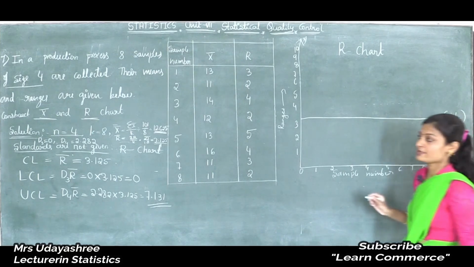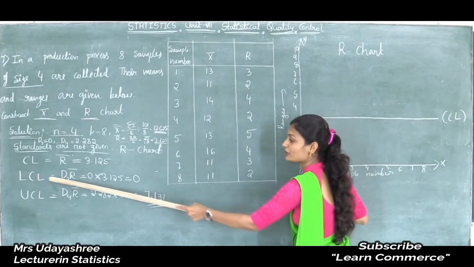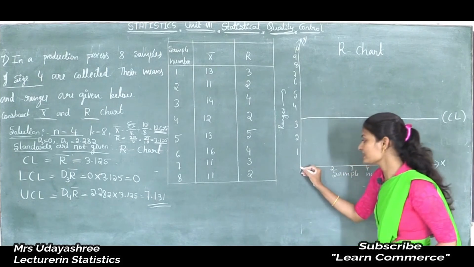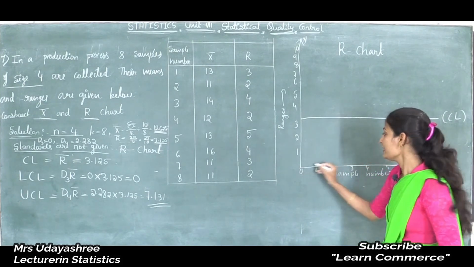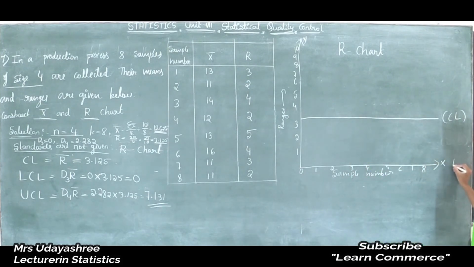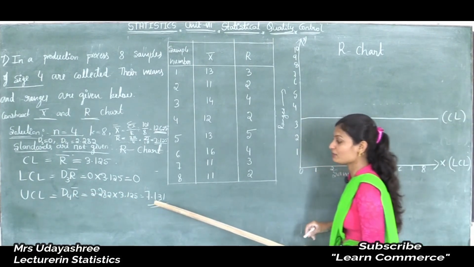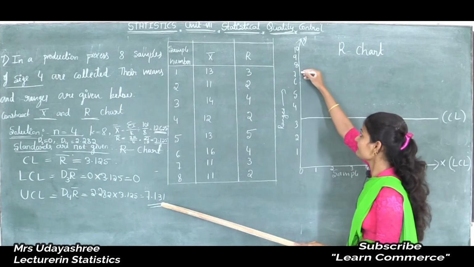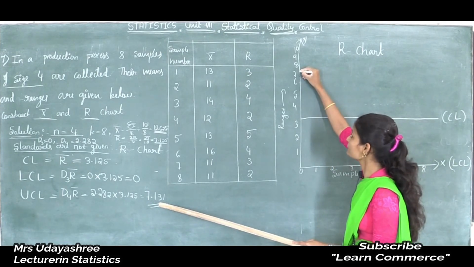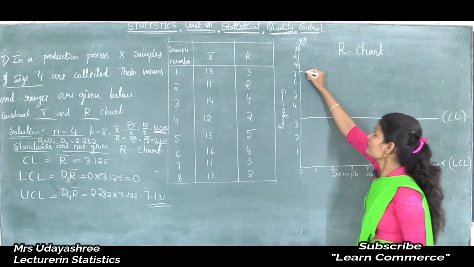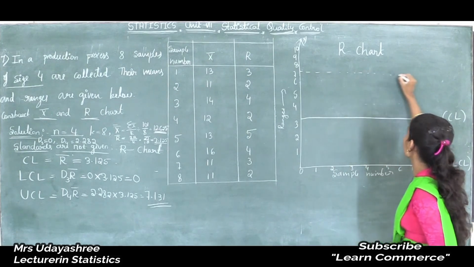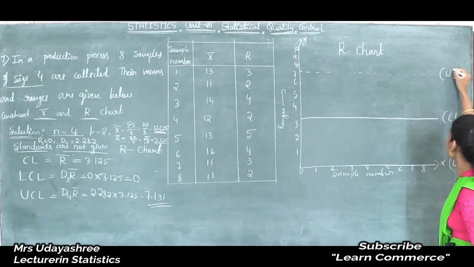Okay, next, the lower control limit is 0. See here, 0 is here, in the sense that the x-axis itself is the lower control limit. Next, the upper control limit value is 7.131. So 7 is here, 7.131 is here. So here I will draw the upper control limit horizontally.